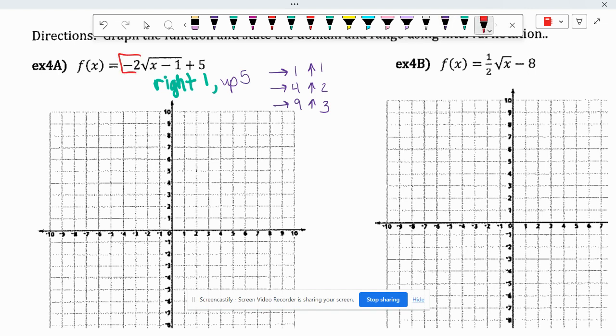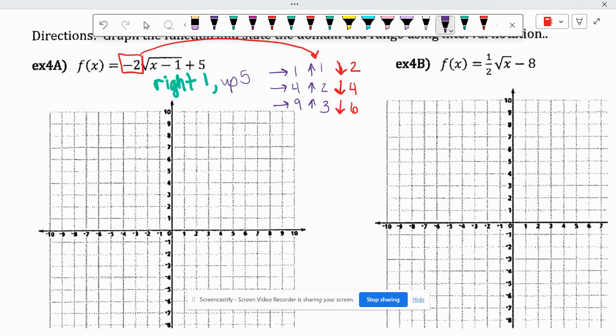This is your A value. Just like when we work with parabolas, we take that and we multiply that by our pattern. So what is -2 times 1? That means instead of going up 1, I'm going to go down 2. What is -2 times 2? So instead of going up 2, I'm going to go down 4. And what is -2 times 3? So I'm going to go down 6.